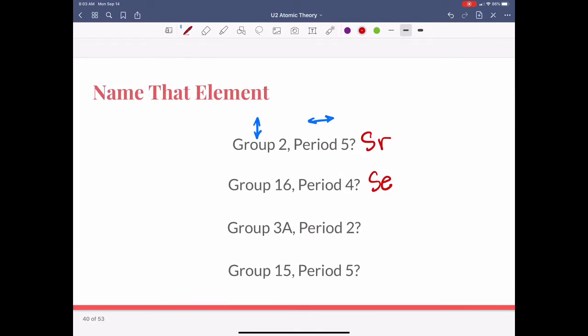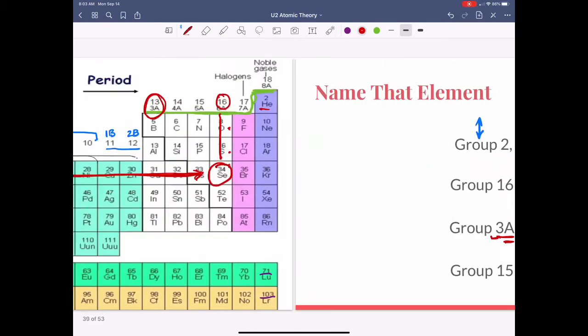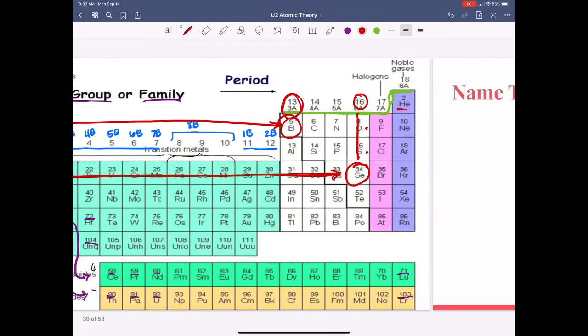Next example is group 3A, period 2. Remember, this is now dealing with our A group elements. So group 3A, I've got 1A, 2A, 3A. All right, so group 3A, period 2. Following period 2 across, and I've got boron.